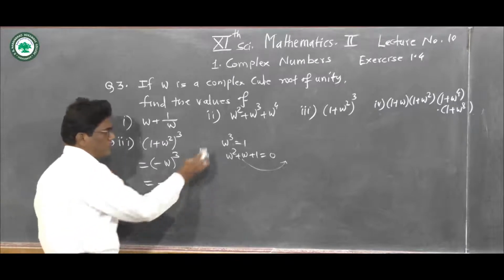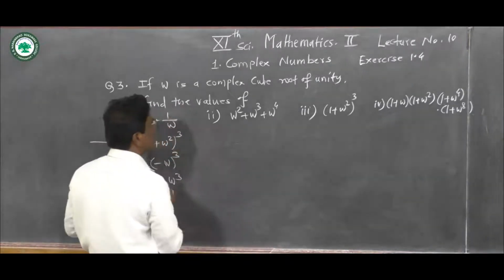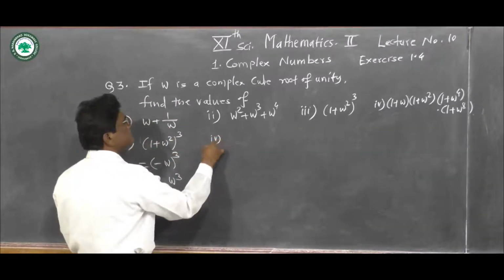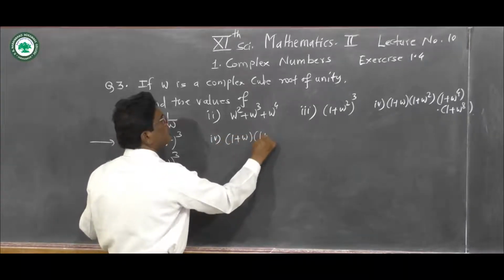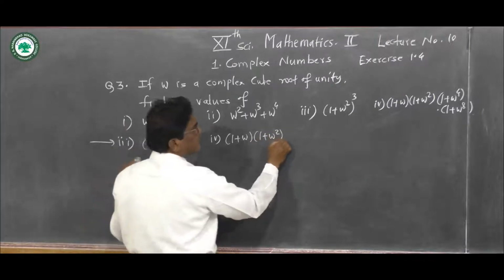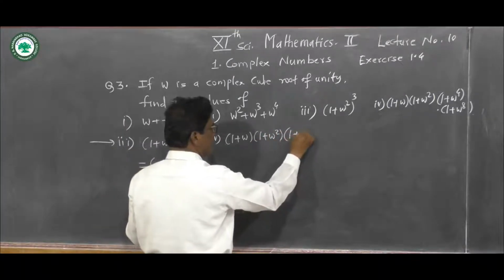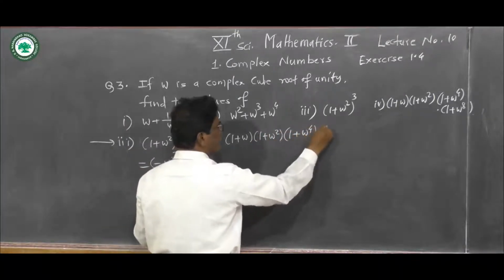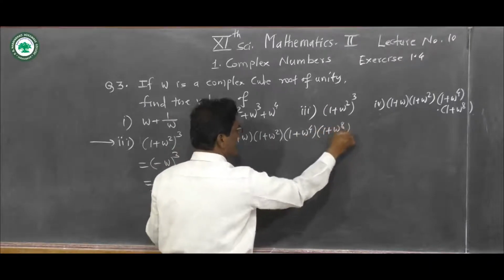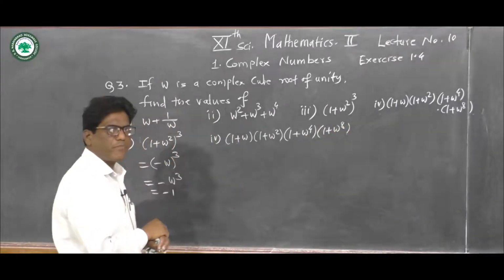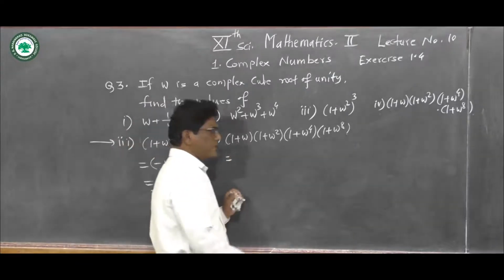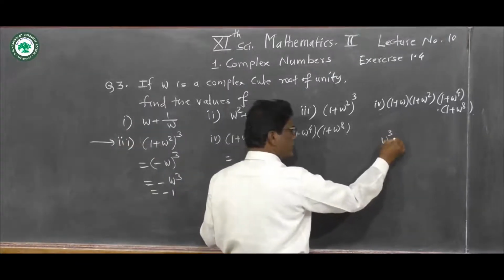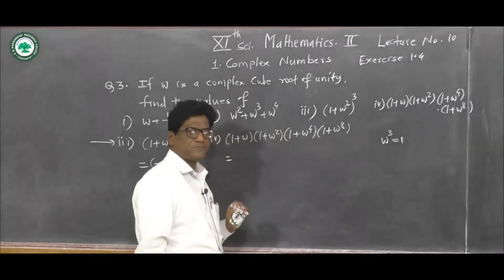Now here fourth problem. 1 plus omega into 1 plus omega square into 1 plus omega to the power 4 into 1 plus omega to the power 8. We have to find the value of this. And omega is a complex cube root of unity. Since omega is a complex cube root of unity, we know omega cube is equal to 1.